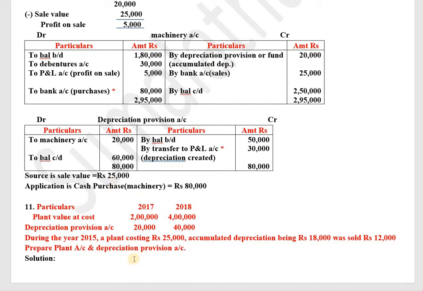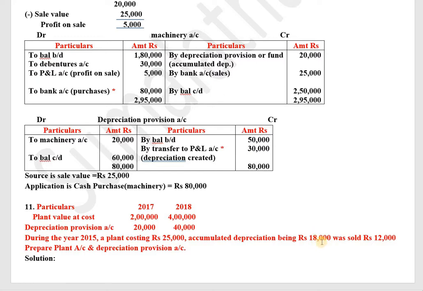And then you need to go for preparing the depreciation provision account. For that too, opening balance and closing balance are given: by balance brought down 20,000, to balance carried down 40,000. Then when we prepare it here, we have made depreciation. Here, how much depreciation have they given? That is with your 18,000, 20,000, whatever the information is given, that depreciation value you go for taking.